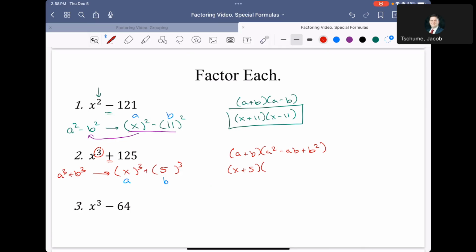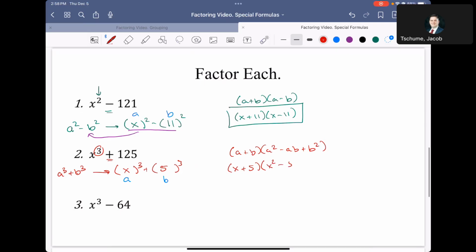And then inside of the second parentheses, you're going to have to do a little bit more work here, because you have to square your a value. Well, since a is x, if you square that, it becomes x squared. Minus, you will multiply your a and b together. So x times 5 would give us 5x. And then plus, if you square your b value, 5 squared is 25. This is your factored sum of cubes formula.